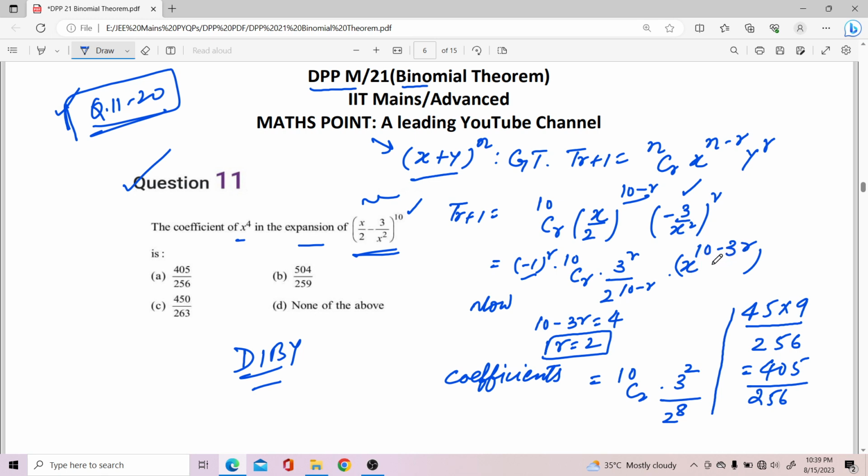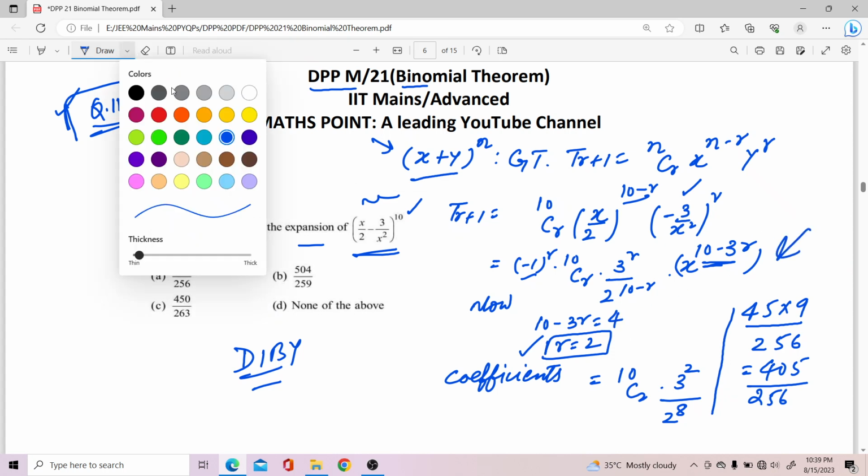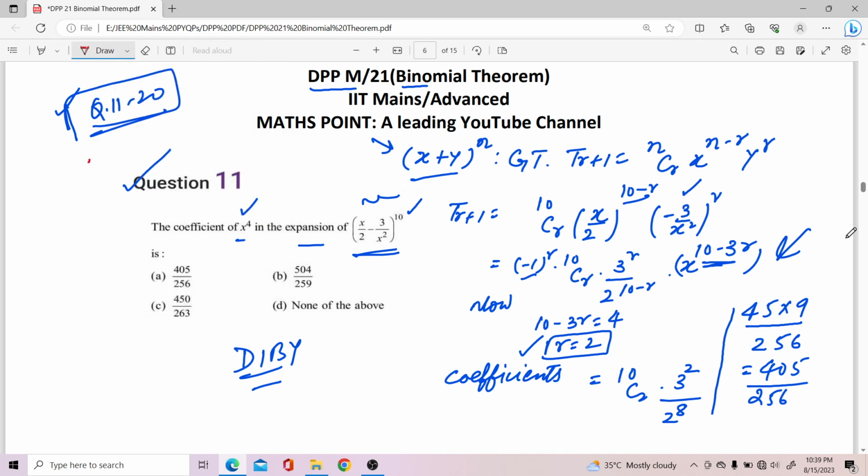10 minus 3r, and this value, 10 minus 3r, must be equal to 4 because we have to find the coefficient of x raised to 4. Whatever the power of x is, that has to be equal to 4. We have calculated r and got r equal to 2, and we place this value r equal to 2 in this expression.